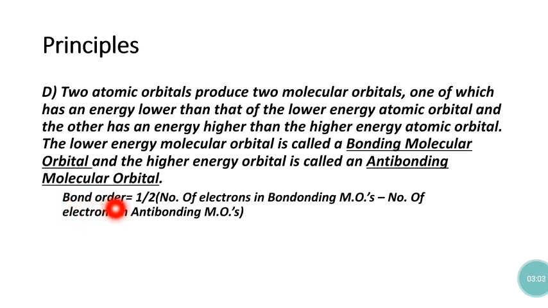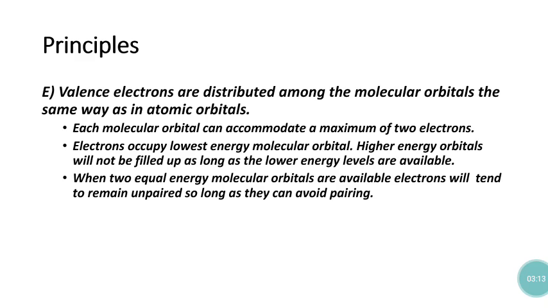Bond order is equal to half times the number of electrons in the bonding MOs minus the number of electrons in the anti-bonding MOs. The valence electrons are distributed among the molecular orbitals the same way as in atomic orbitals. Each molecular orbital can accommodate a maximum of 2 electrons.